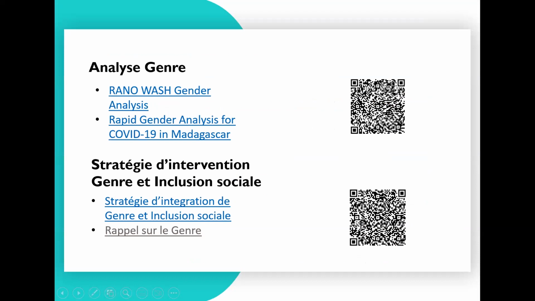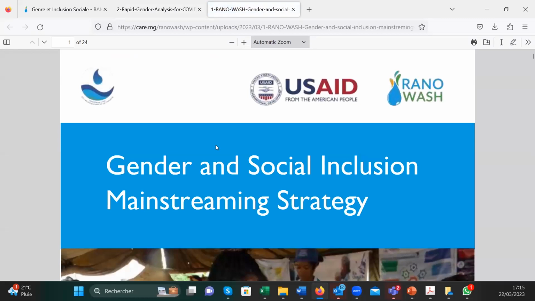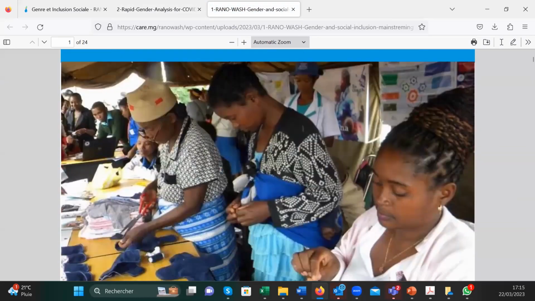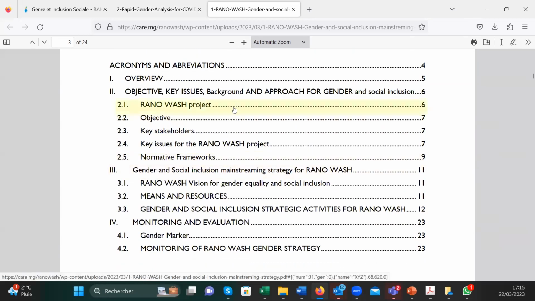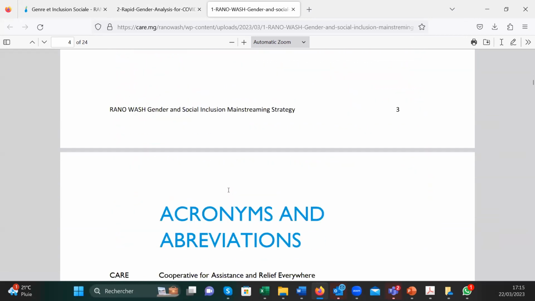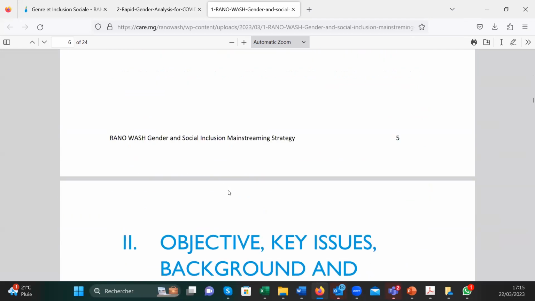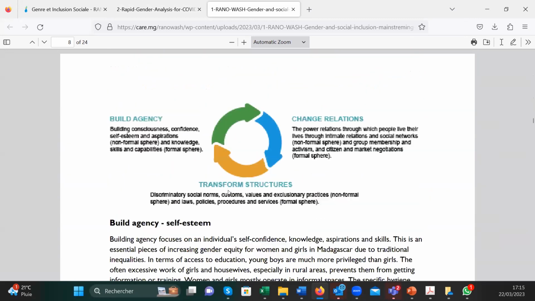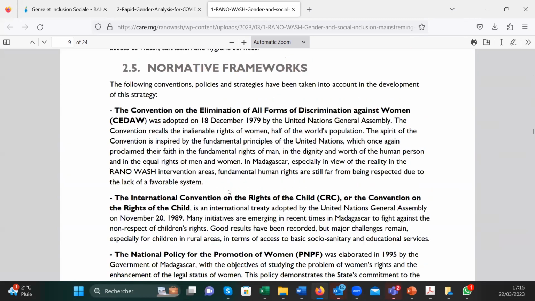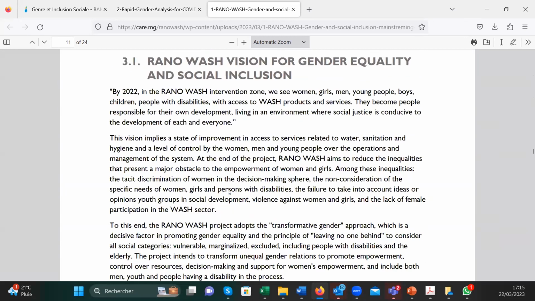The second point is on the strategy of interventions on gender and social inclusion. Here you can see through this link the strategies of gender mainstreaming by mentioning all the challenges in terms of gender on the communes of interventions of the project. This is also providing strategies on the implementation of the key components of the project in terms of governance.